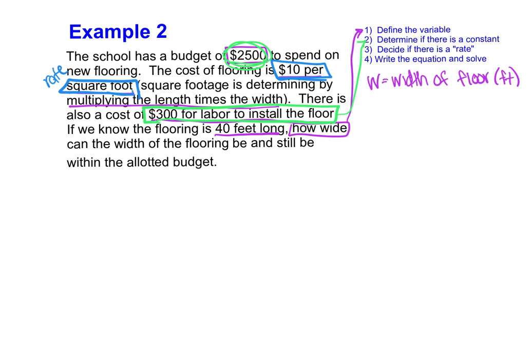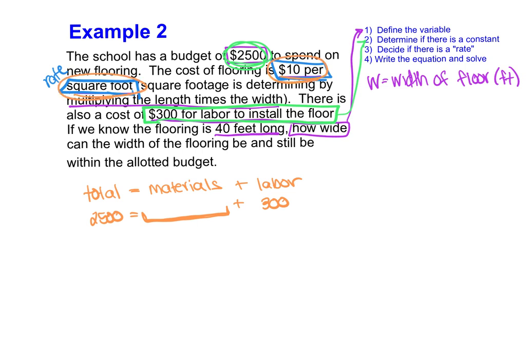So our total cost is going to be calculated by the cost of our materials added with the cost of our labor. And when I look at this problem, there are two things I know to be consistent. One is that our total is $2,500. And two is that our labor is a consistent $300. So really what I need help calculating in here, or finding an equation or expression for, is the materials. And the materials are calculated by taking $10 per square foot.